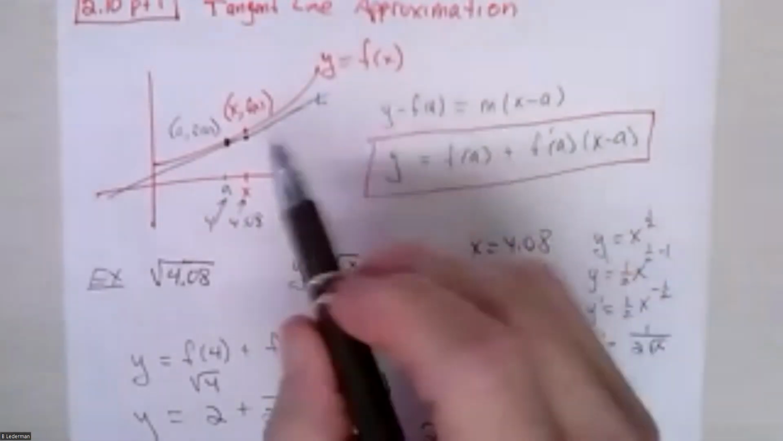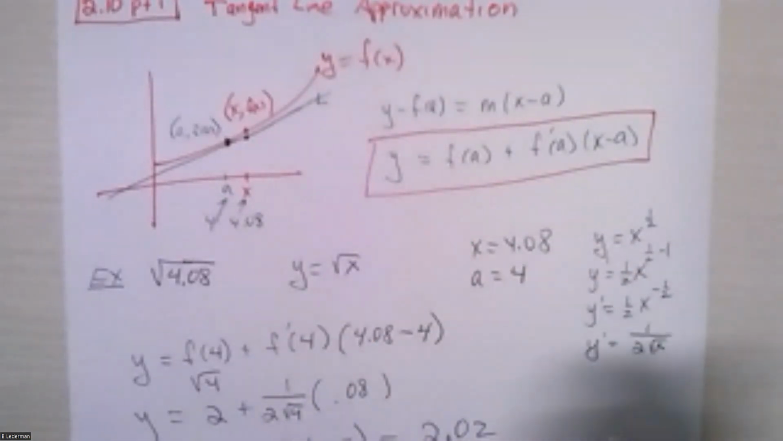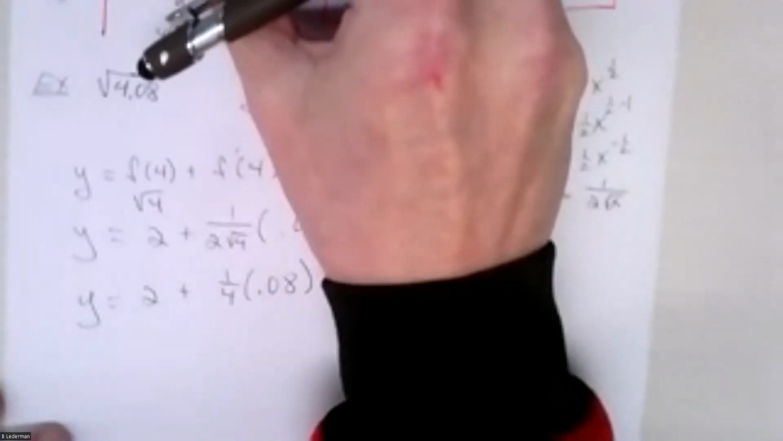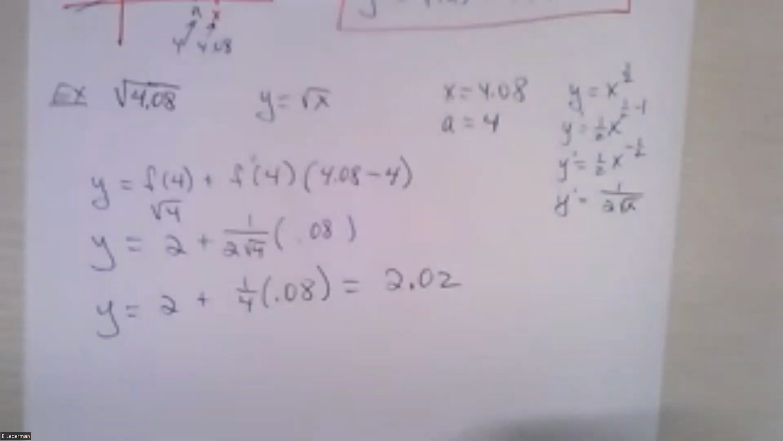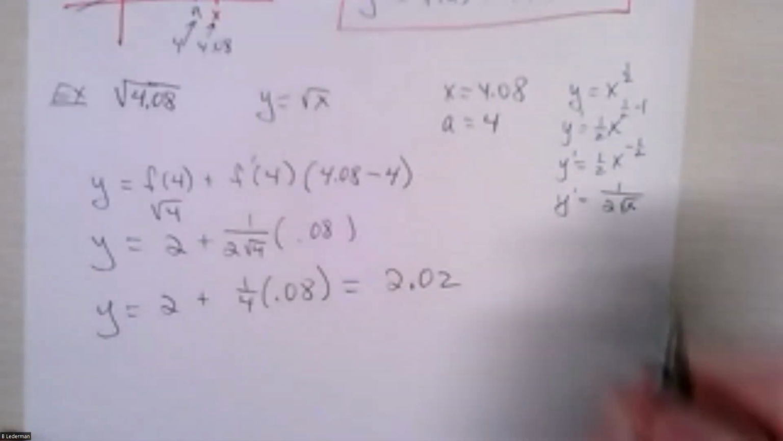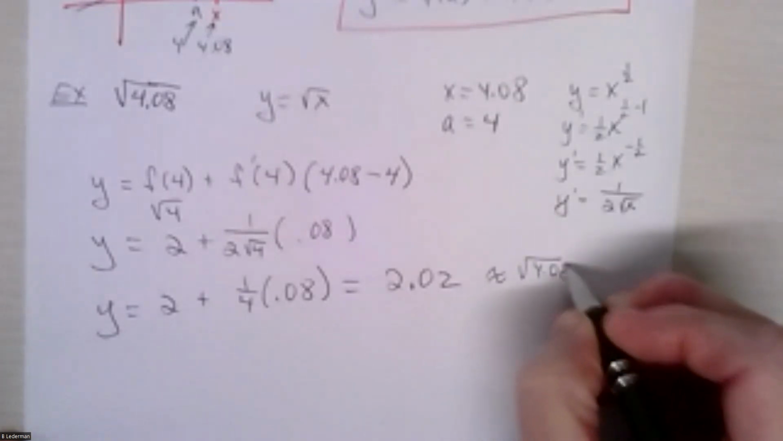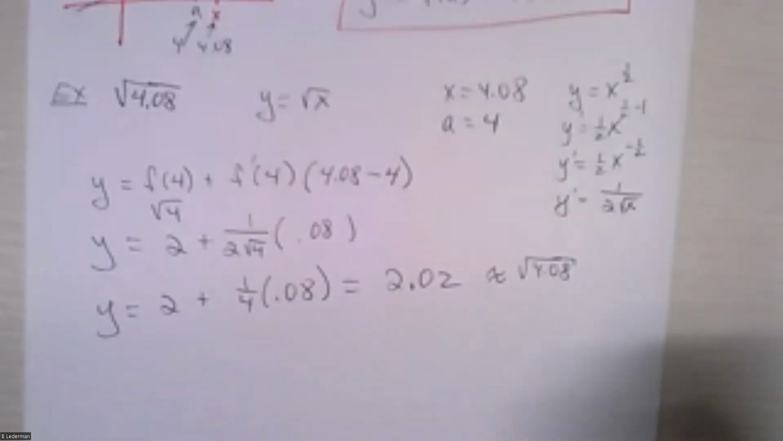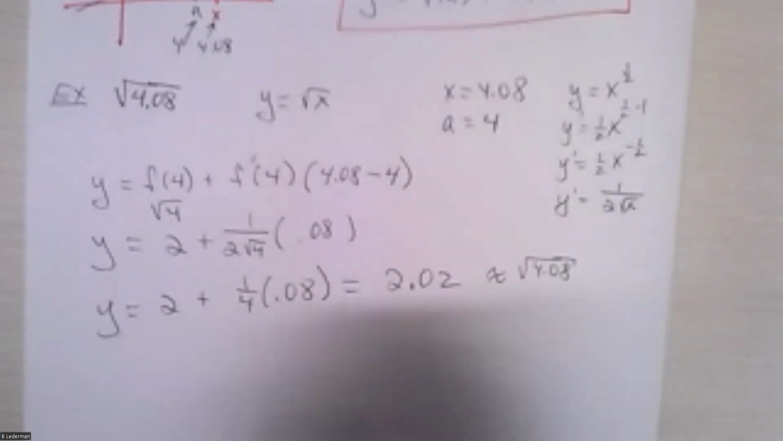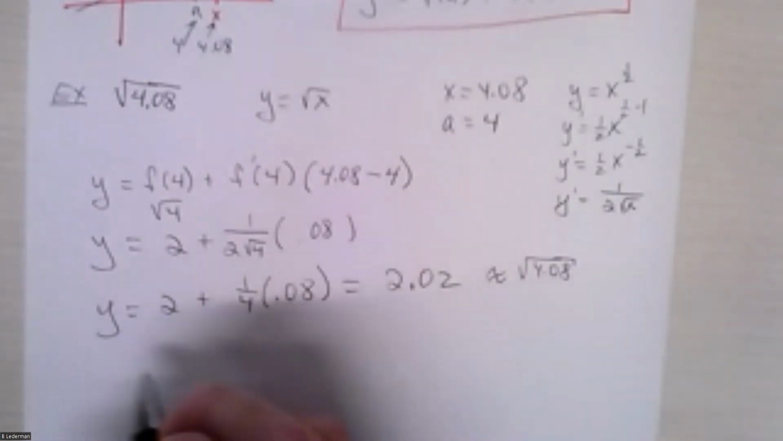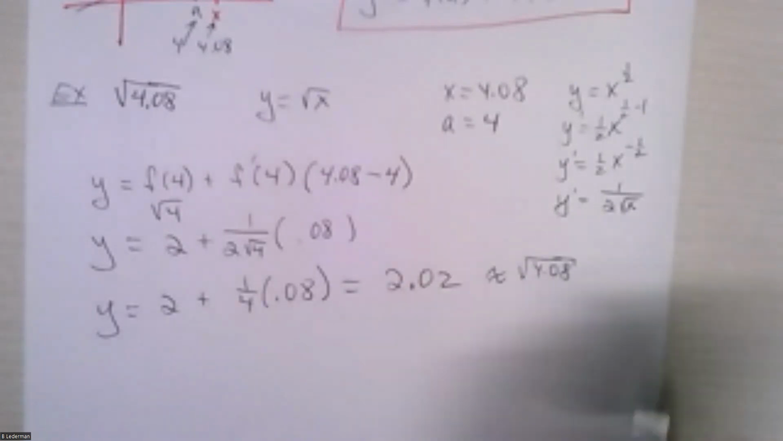That means that the square root of 4.08 is approximately 2.02. Now, let's look at this with a calculator. So our approximate value is 2.02.